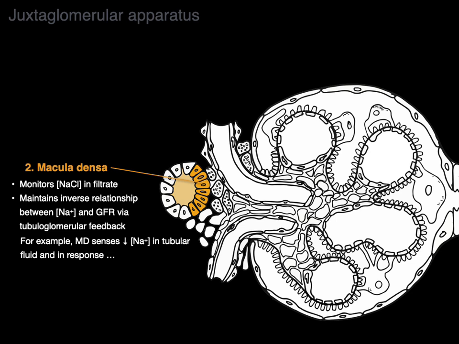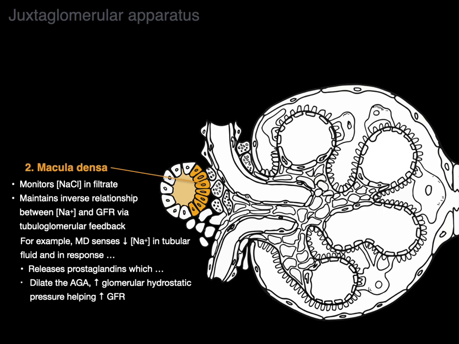So for example, the macula densa senses a decrease in sodium concentration in the tubular fluid. In response, these macula densa cells release prostaglandins, which dilate the afferent arteriole, increasing glomerular hydrostatic pressure, helping to increase GFR. Then the JG cells release renin that goes through the RAS pathway, and that eventually also causes constriction of the efferent arteriole.